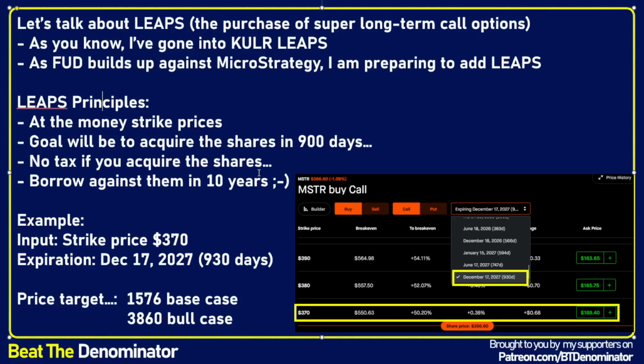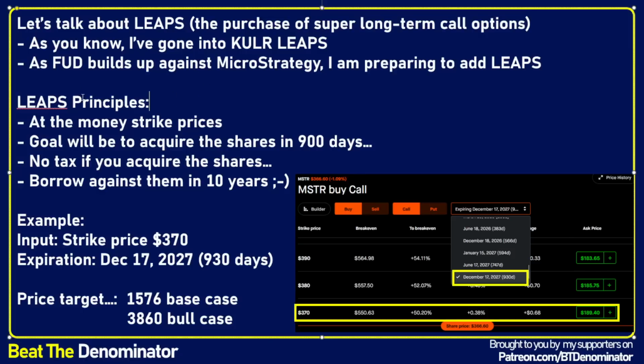So let's go through some of my leaps principles. So what is a leap? Of course, it's a super long-term call option. You're purchasing from someone else a super long-term call option. You're typically purchasing from a money manager who's not a believer in the asset and just wants to earn that premium. That's probably who you're purchasing it from. And of course, you're taking the other side of that trade and you're a believer.